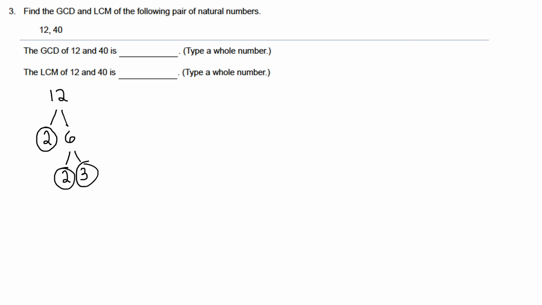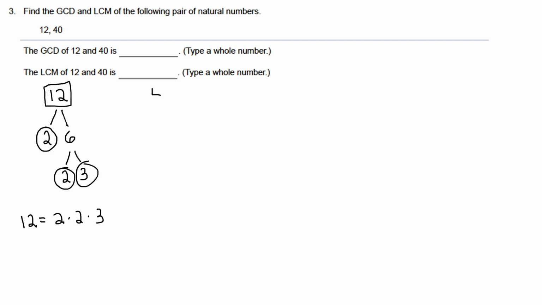Now that I've factored everything into the set of prime numbers, I can rewrite 12 as 2 times 2 times 3. And don't forget, you can always check your answer by multiplying these numbers together. When you multiply 2 times 2 times 3 together, you should get 12.